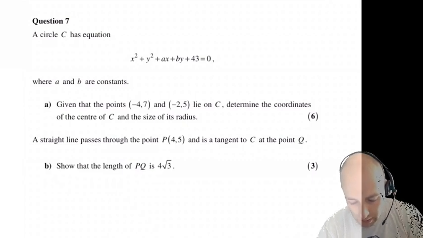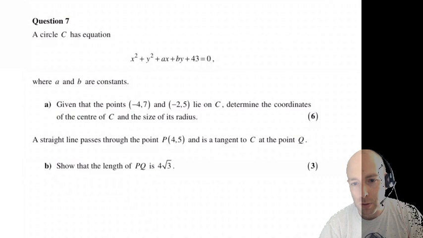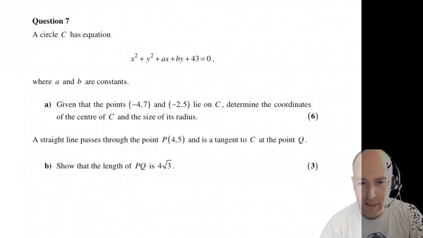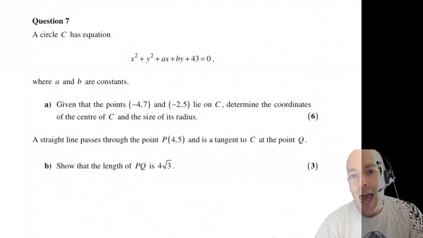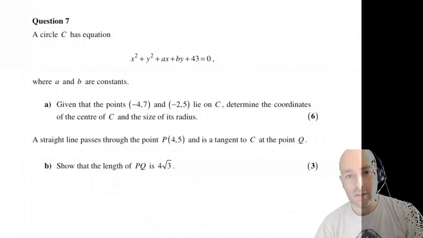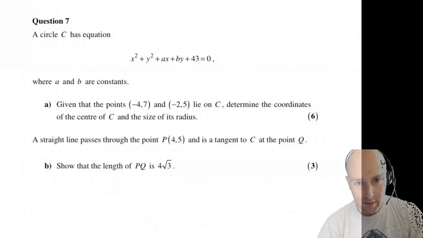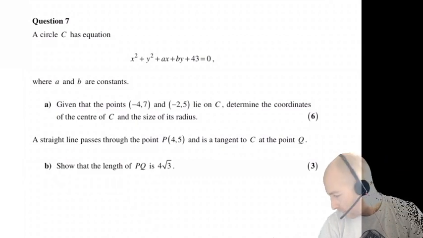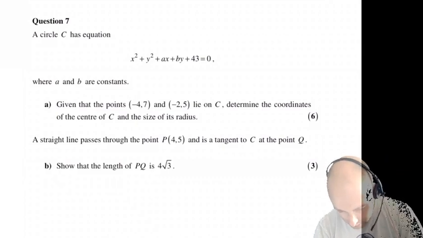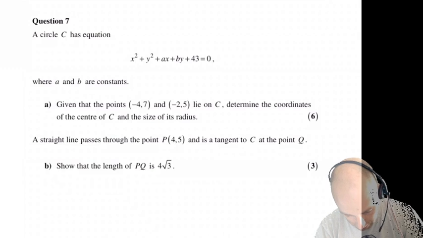All right, so we need to find a and b. And we're going to use that by putting the points in, solving two things simultaneously, get the equation of the circle, and then complete the square on the circle to find its circle form so we can get the radius and the center. Okay, so let's start solving these then. So we're going to put these points in.